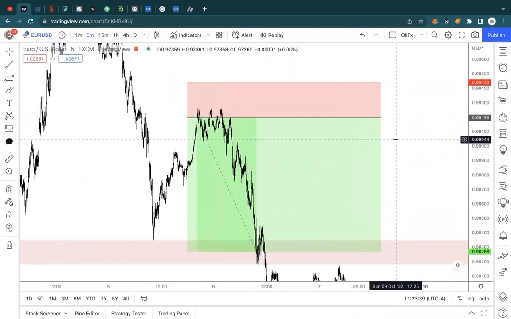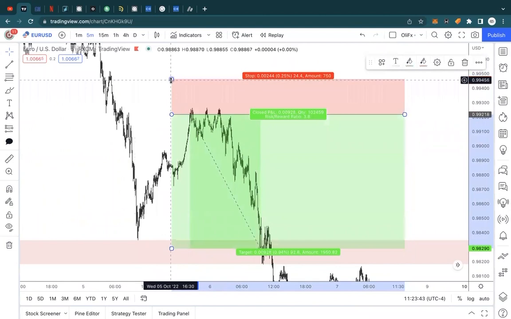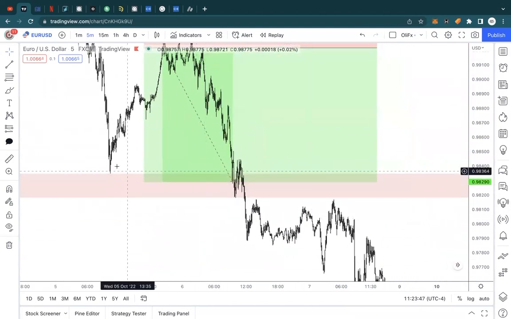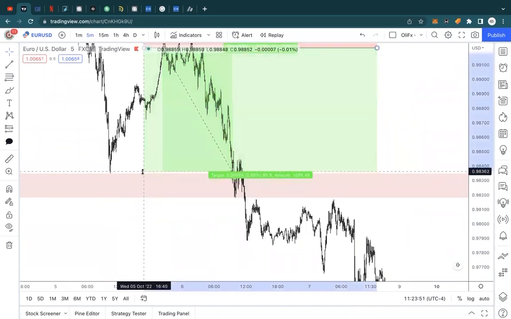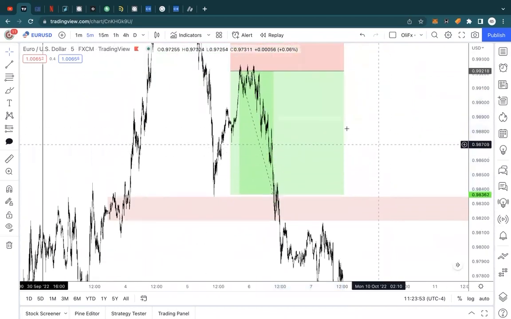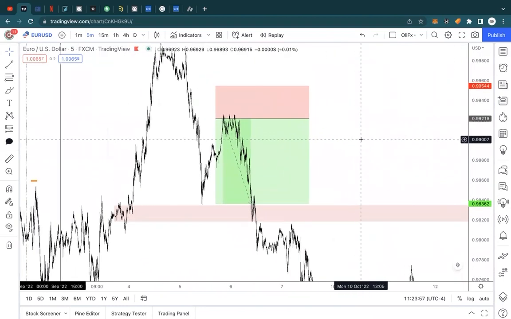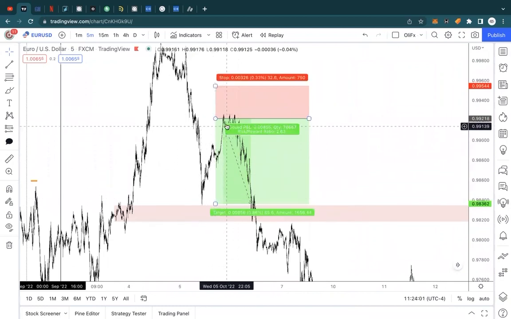So on the retracement here, you can put a stop above that high again, and then target that previous low there, for example. And then that would have given you a 1 to 2.6. So that's the sell limit. The same as the buy limit, obviously, it's just the opposite way.